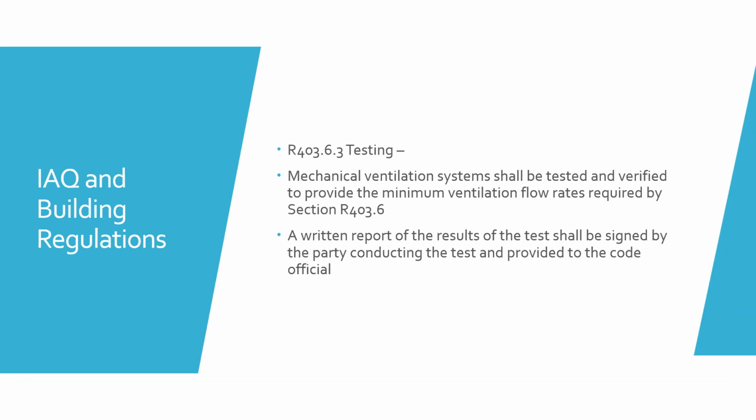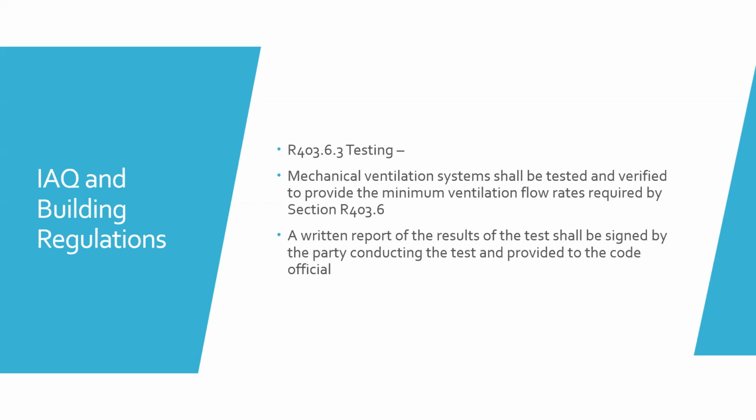A written report of the results of the test shall be signed by the party conducting the test and provided to the code official. That's usually now on your final CEO form or a CO form. When the builder has to turn that CO form in, it'll have the tested results for mechanical ventilation.